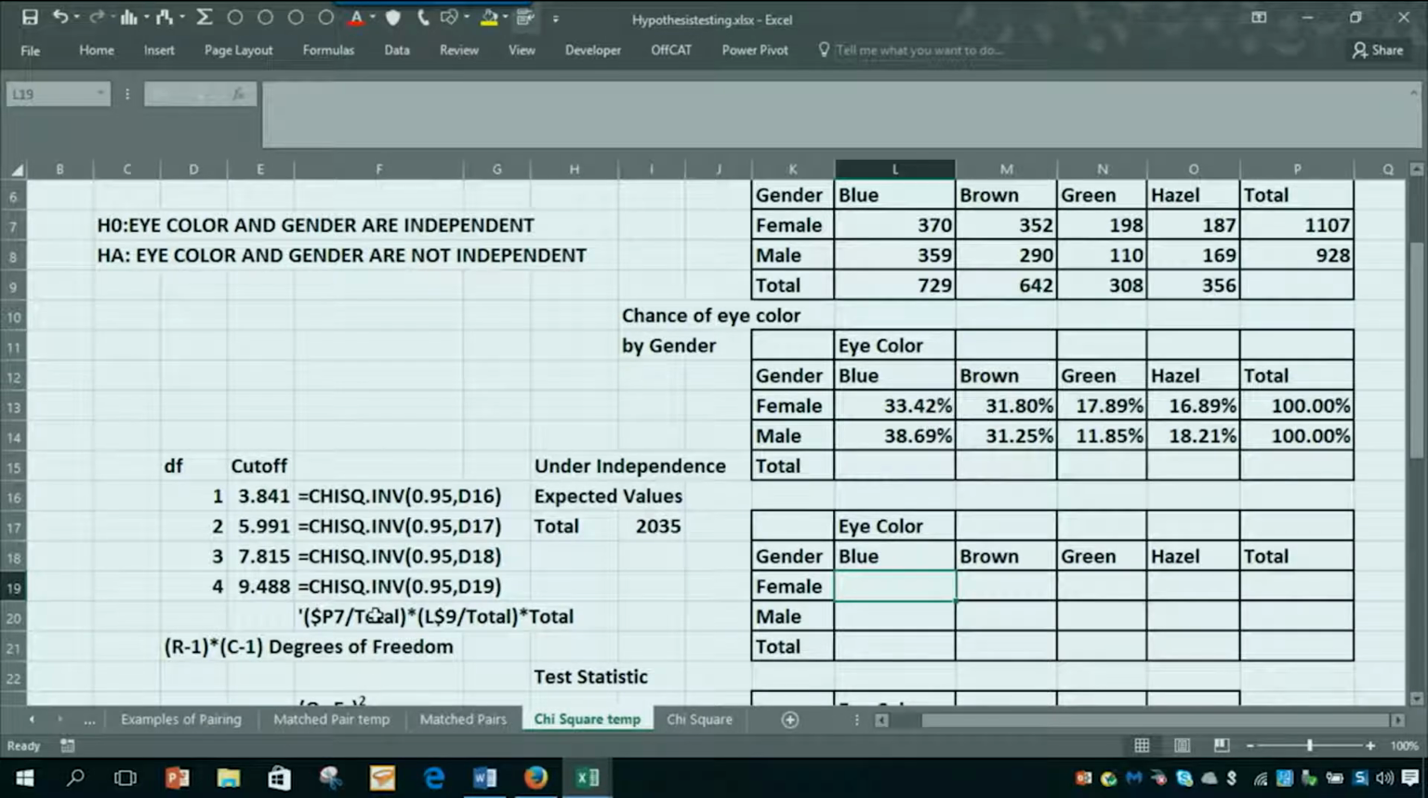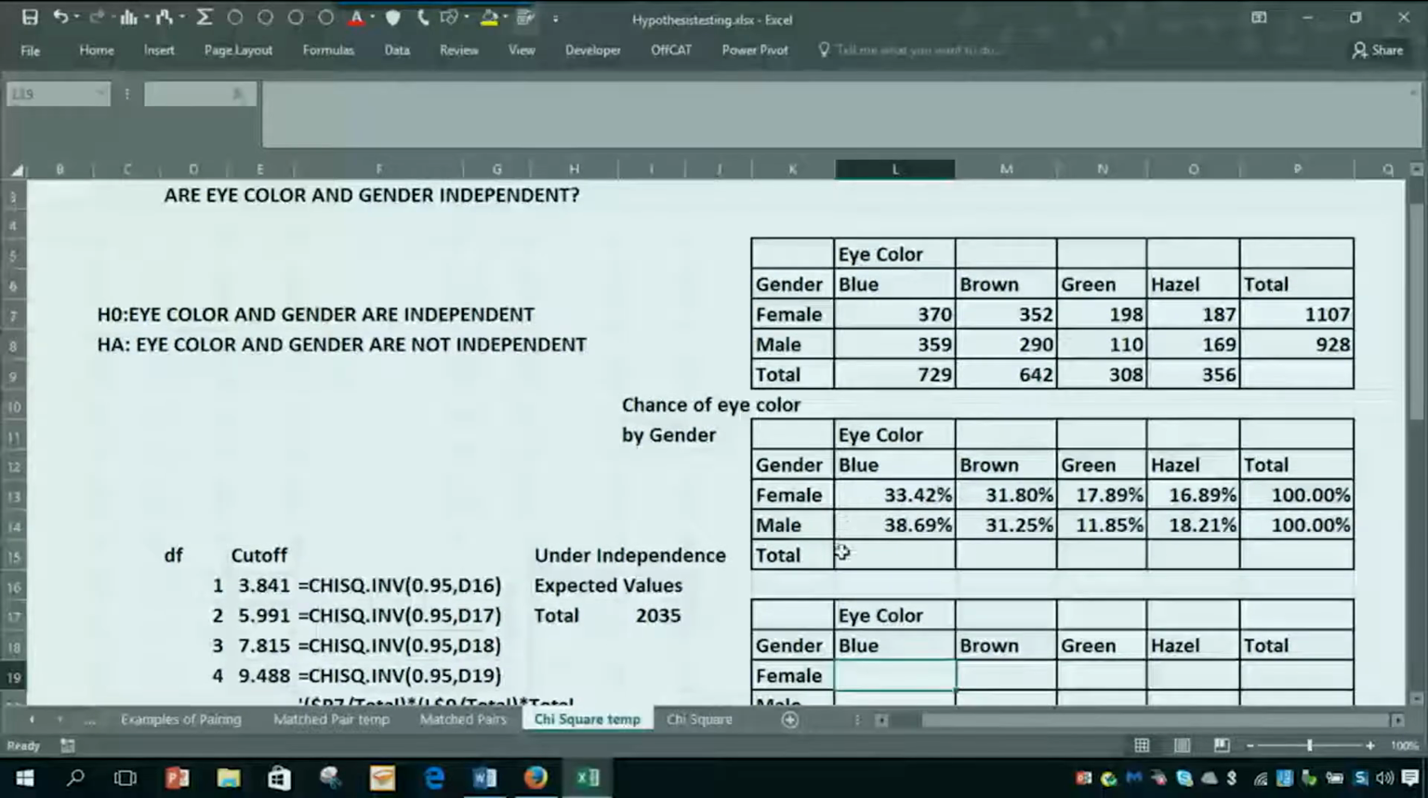Because if you had independence, you remember back to Module 2, you can get the probabilities of independent events by multiplying their respective probabilities. And so under independence, you could find the fraction of people who are female with blue eyes by taking the fraction of females times the fraction with blue eyes times the total. Now, if they weren't independent, this wouldn't work. So we'd expect that when we get these expected values, they'd be pretty close to the observed values.